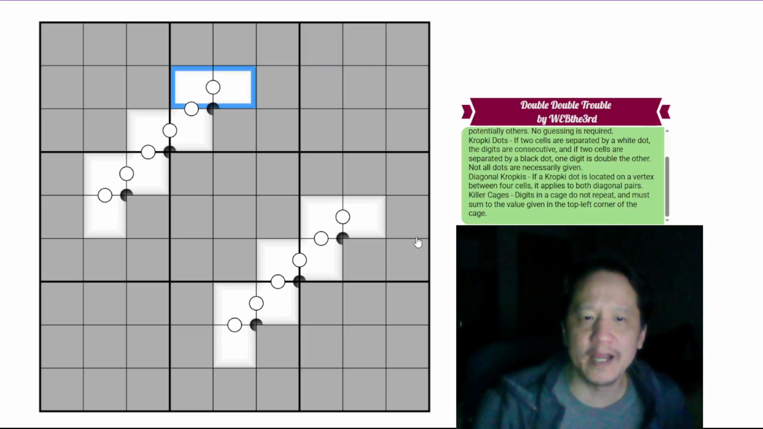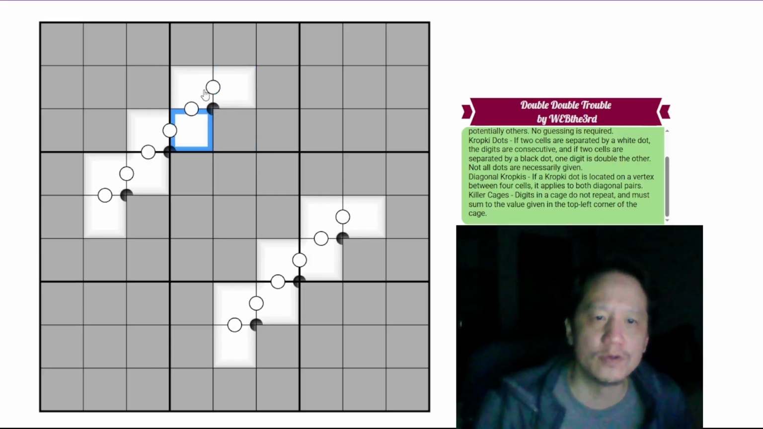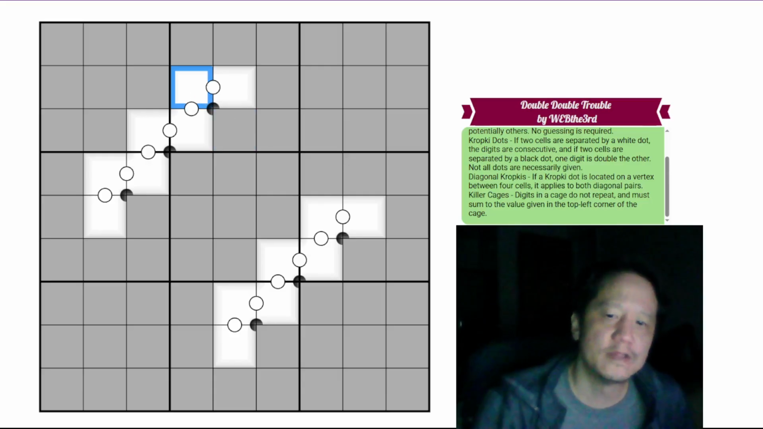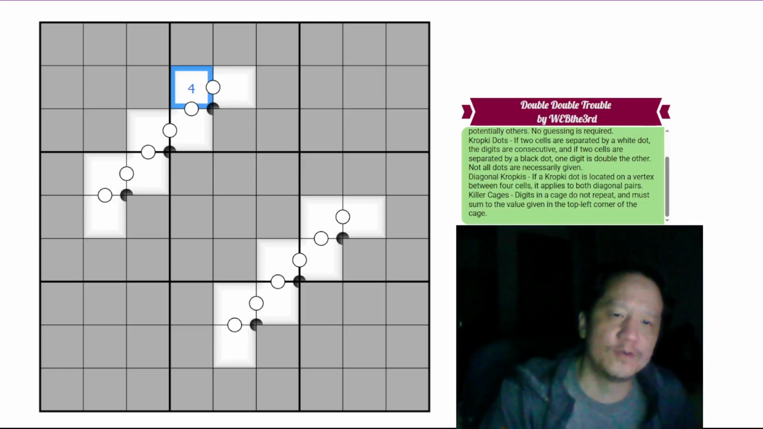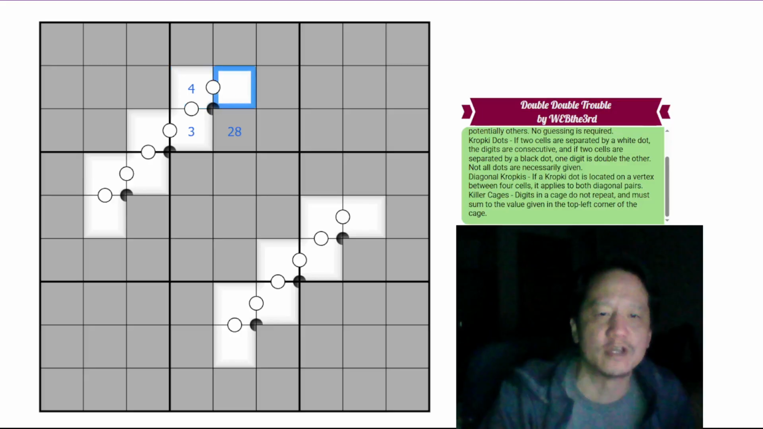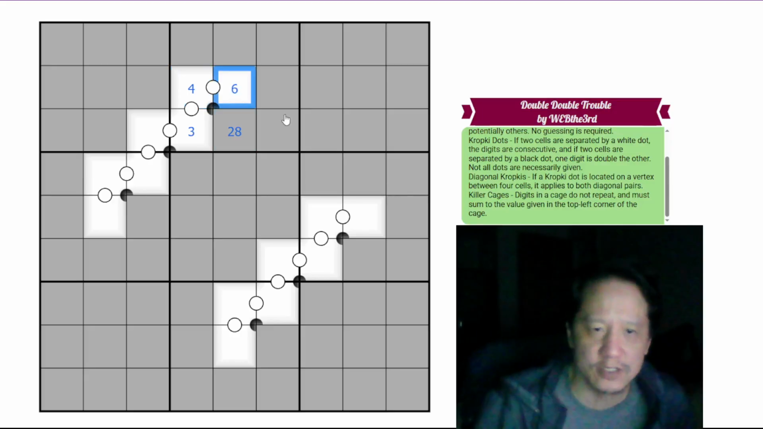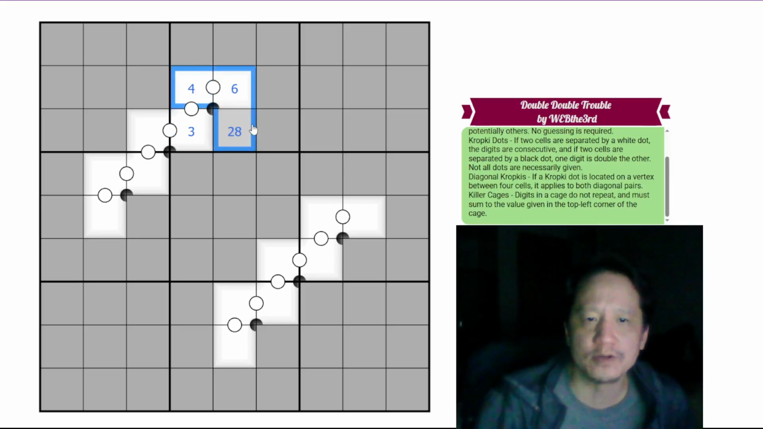We also have diagonal crop keys, where if a crop key dot is located on the vertex between 4 cells, it applies to both diagonal pairs. So, for example, if we have a black dot here, that means if this were a 4, this would have to be 2 or 8, and this would have to be some sort of pair also, which is in a 1 to 2 ratio. So this could be like 3 and 6 there, and that could potentially work. So that's how diagonal crop key pairs work.